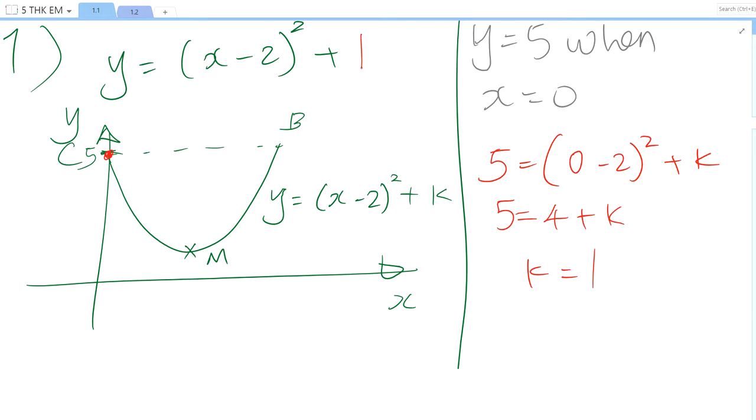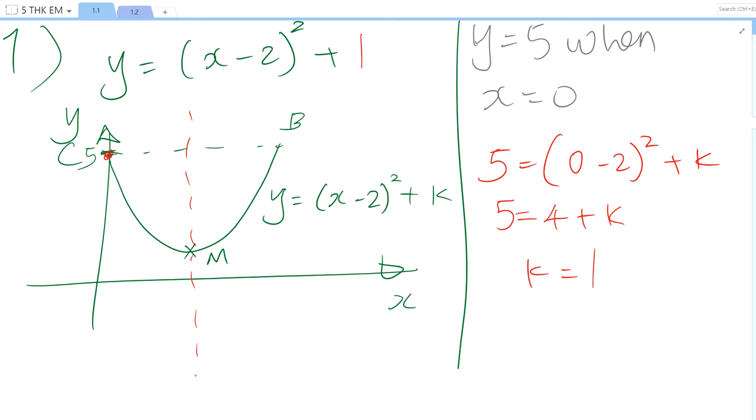Now find the coordinates of M. M is the lowest point. Which value of M is easiest to find, x or y value? X value. Why? It is supposed to lie on our line of symmetry. What is this line of symmetry? Looking at the equation of the graph, which has been changed into y equals (x minus 2) squared plus 1. The line of symmetry is plus 2?